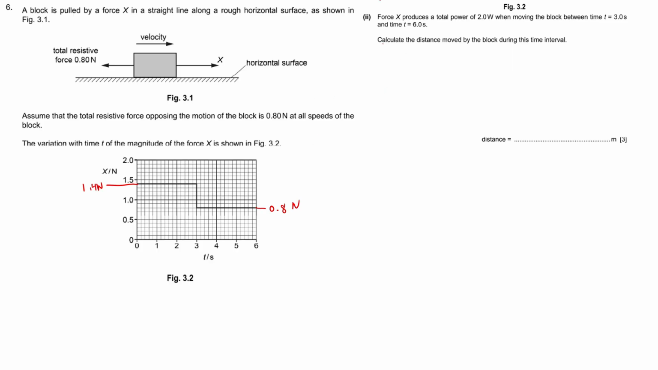Okay. So power, in this case, you should know, is equal to the change in work over the change in time. So then power in this case is 2.0 watts. So you get the change in work. Work in this case is force times distance, over the change in time, which is 6 minus 3.